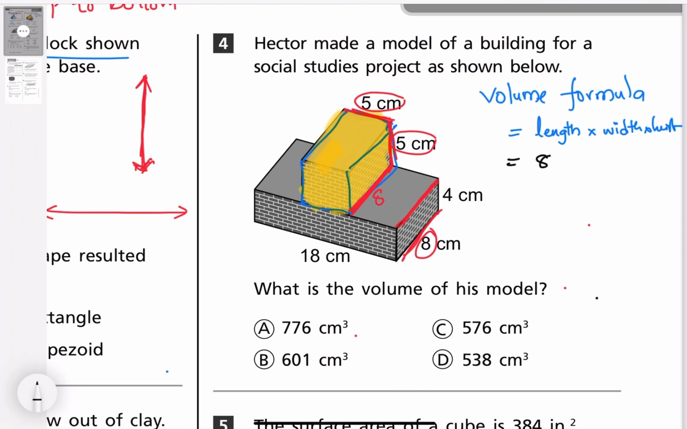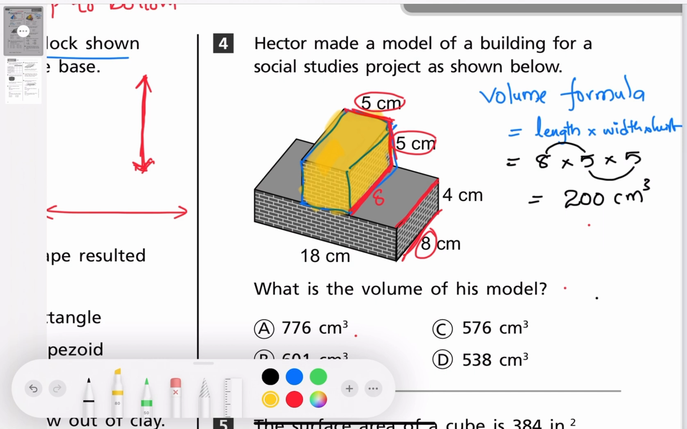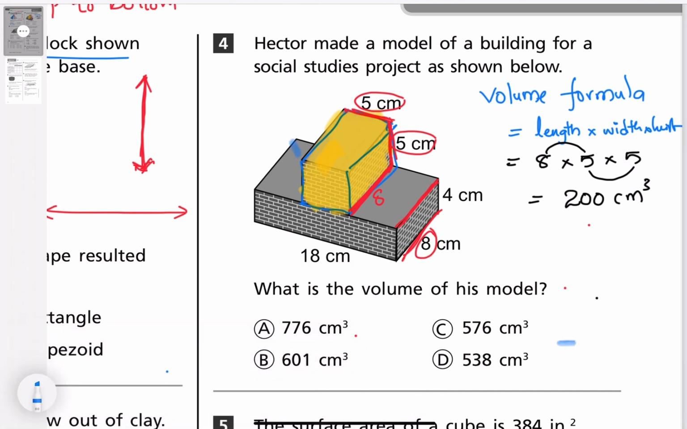Length is 8 centimeters times width is 5 centimeters times height is 5 centimeters, all in centimeters. So 8 times 5 is 40, and 40 times 5 will be 200. So the upper part will be 200 centimeter cube. Now let's do the same for the part which is lower. Let me highlight it in another color. Let's say blue. So the part that I'm dealing with now is the lower part, and I want to find the volume of this lower part.